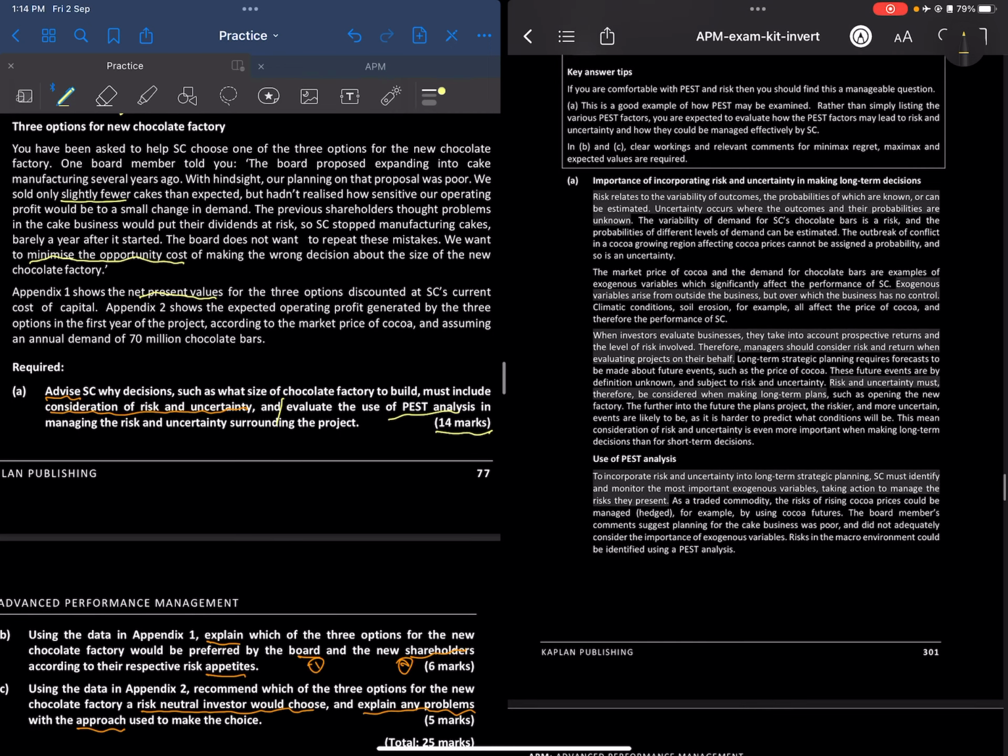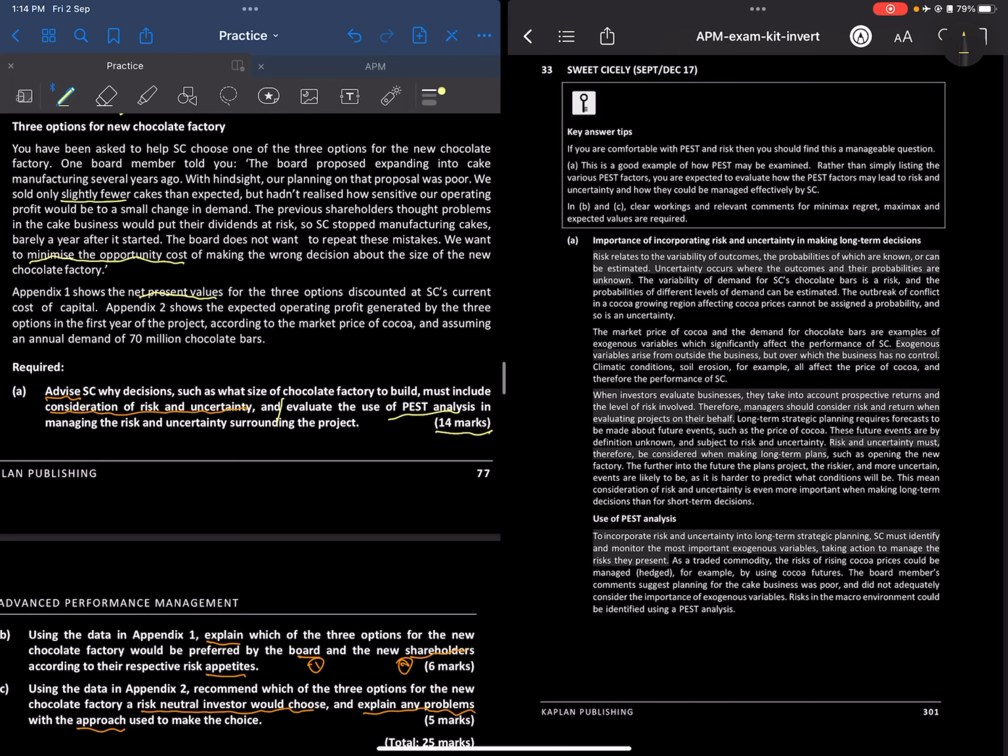So let's look at the size of chocolate factory. So risks relate to what? If you are comfortable with PEST and then risks, you should find this section manageable. This is a good example of how PEST may be examined. Rather than simply listing various PEST factors, you are expected to evaluate PEST factors which lead to risks and uncertainty and how they can be managed effectively by SC.